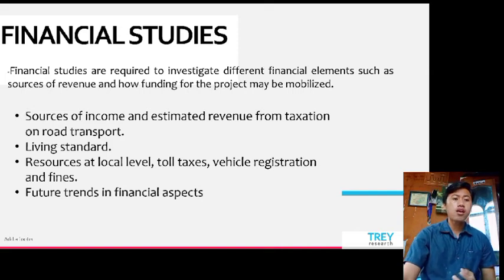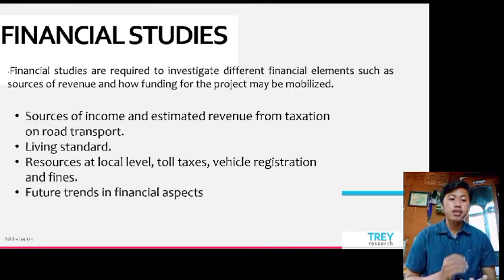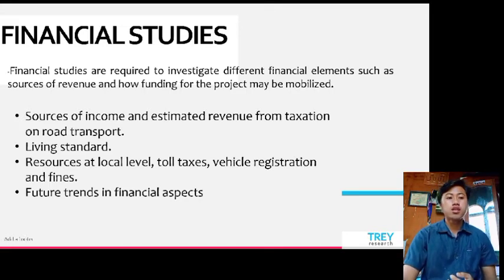Resources at local level: toll taxes, vehicle registration, and fines. As a result of the road tax, the expense of road safety and security is maintained. The toll tax is the most frequent road tax collected from cars. And note, the cost of the road tax is determined by criteria such as engine capacity, seating capacity, unladen weight, and cost price. And the vehicle registration is for legibility and safety for passengers.